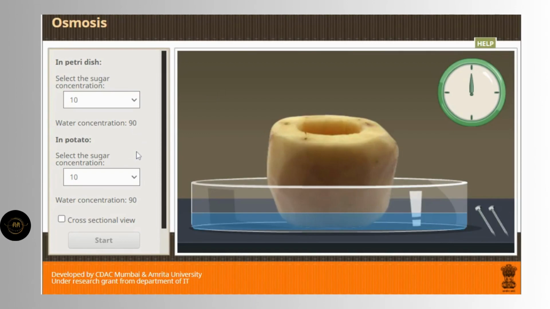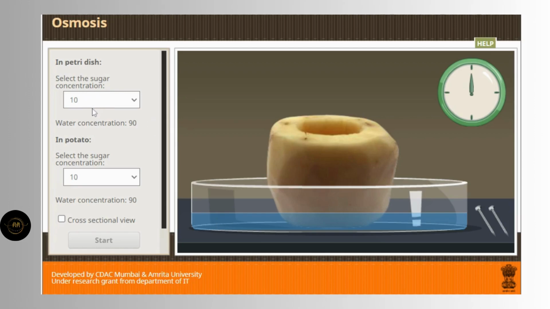So let's observe this experiment. So what do we have? We have a potato and we have a petri dish, and in the petri dish here is water with sugar. So this solution in the petri dish is basically made of water and sugar. Here we can actually choose the concentration.